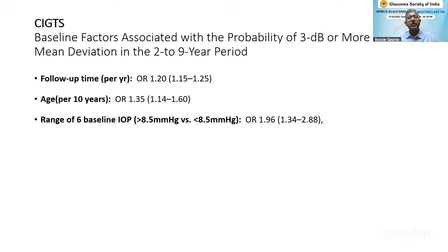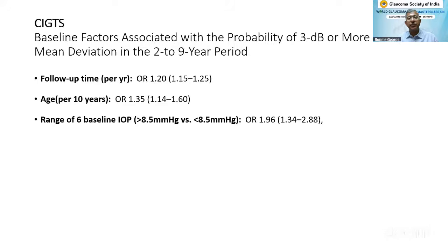When you look at the Collaborative Initial Glaucoma Treatment Study, these were the baseline factors. If you had a longer follow-up time, you were more likely to have progression. That is, of course, logical. If you were older, you had a 35% greater risk of progression for every 10 years of age.